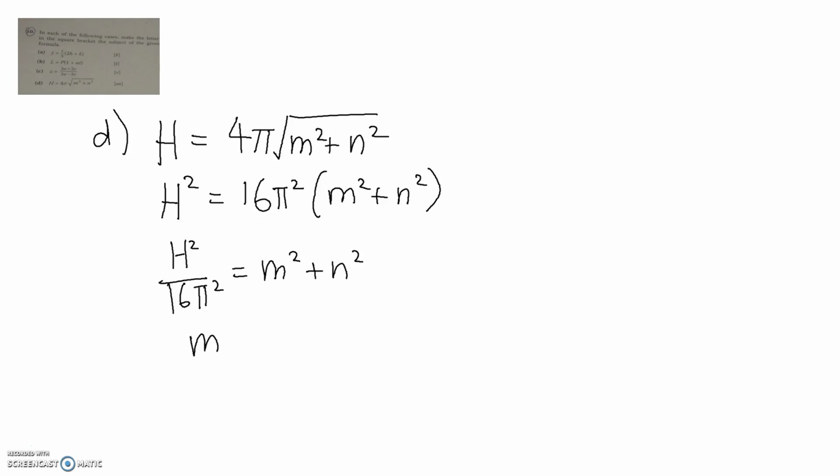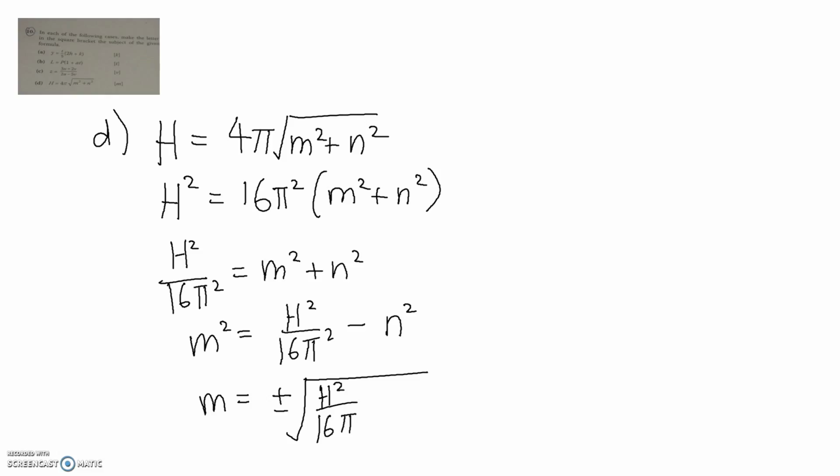And making m the subject of the formula, we have h square over 16 pi square minus n square. And this is m squared, but we want m, right? So what we can do is to apply a square root. So we take m, and when you square root, remember that it can be both positive or negative. So it will be square rooted h square over 16 pi square minus n square. And that is your answer for 10D.